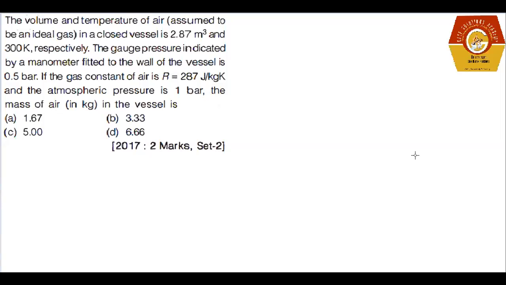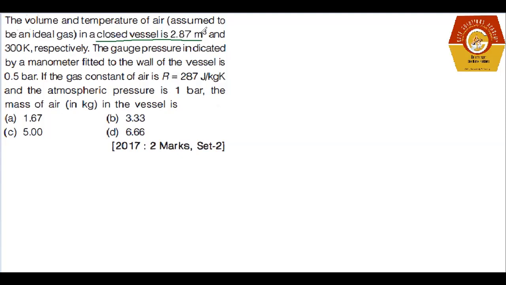So let's start. In this question, you can see that this question comes in GATE 2017, 2 marks, SET-2. In this question, the volume and temperature of air, assumed to be an ideal gas in a closed vessel, is given: volume is 2.87 meter cube and temperature 300 Kelvin.